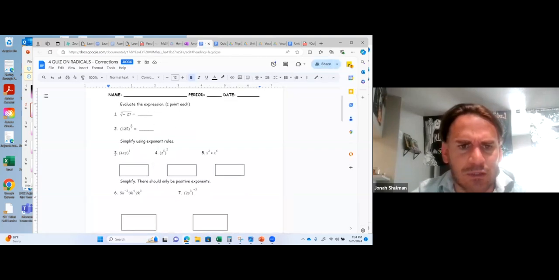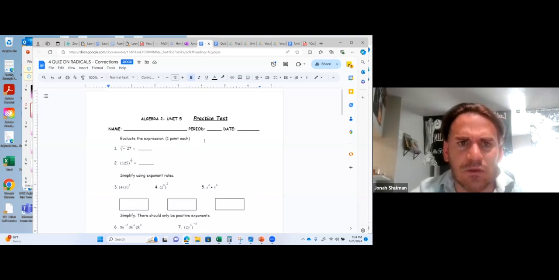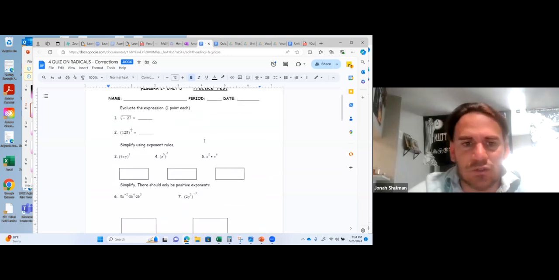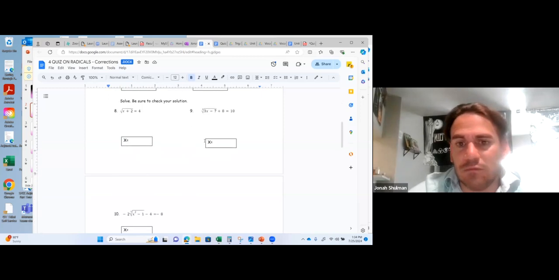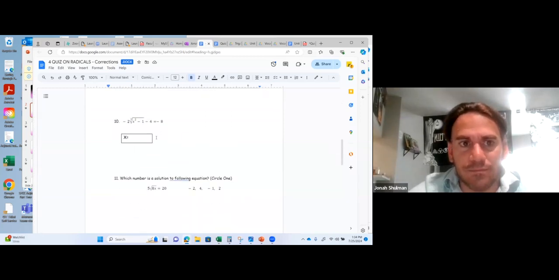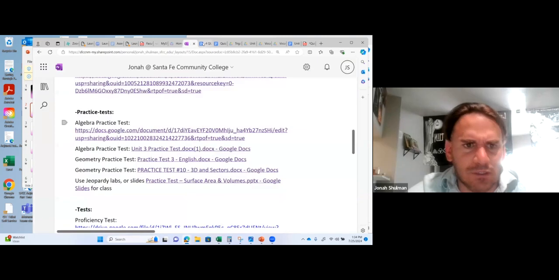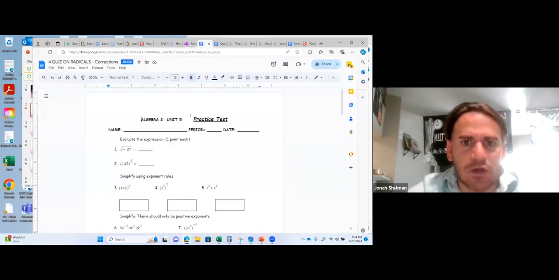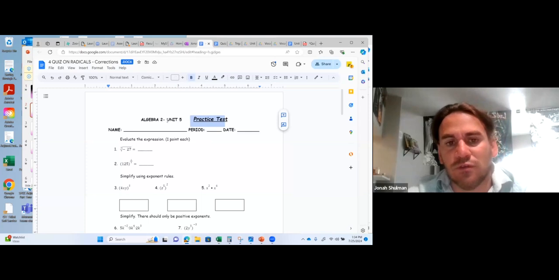So simplifying, this is 64 x cubed y cubed. This is e to the 10th. For my quizzes, I try to do just all of them still short, open. Sorry, this is my practice test. I don't know why it says quiz. It should be a practice. Oh, yeah. So it's a practice test for the Unit 5 test.